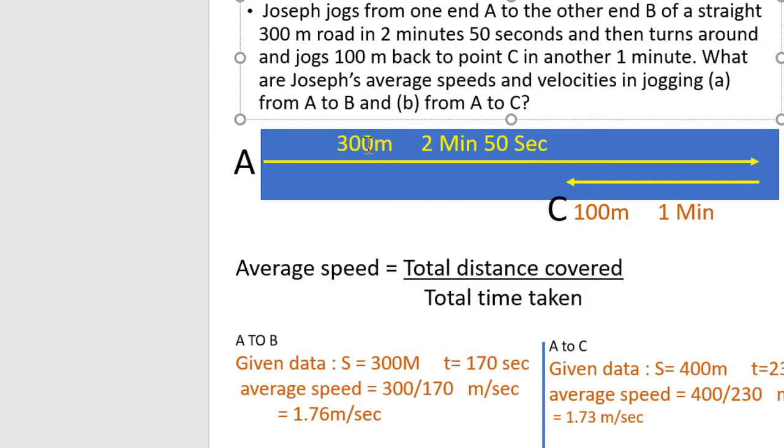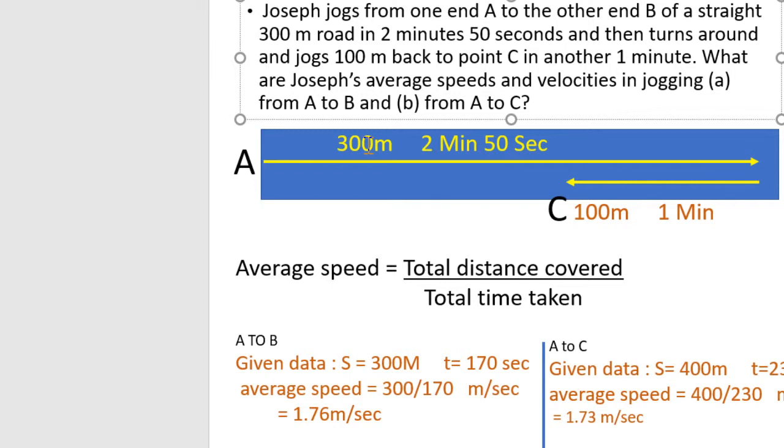And what is the total time? He covers it in 2 minutes 50 seconds, which I have converted into seconds, which is total 170 seconds. Look at this, 170 seconds. Okay, so total distance is 300, total time is 170 seconds. If I divide them, I will get my average speed from A to B.